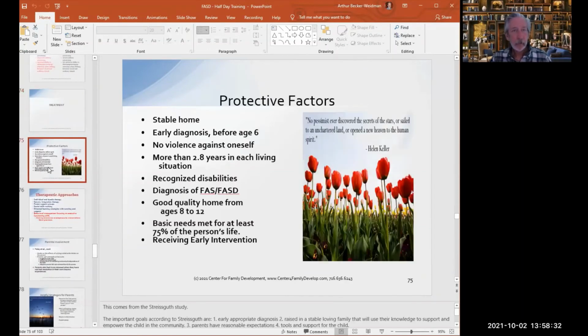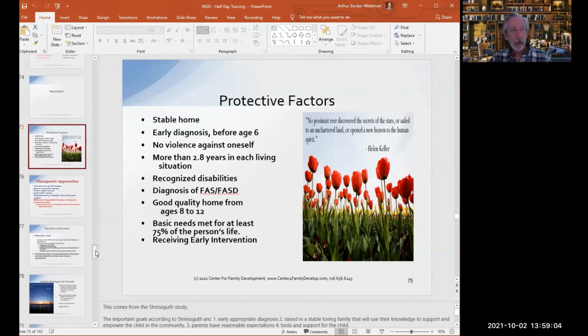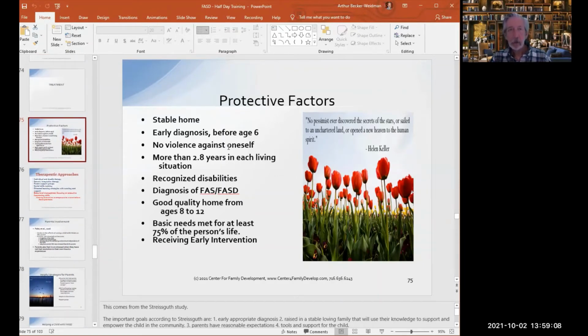So first of all, I just want to mention protective factors. Most important, we talked about early diagnosis before age 6. That probably is the most important factor in mitigating the harmful effects of ARND. Okay? And then some other things: recognizing the disability, no violence in the home, a stable home, good quality home in those latency age years, etc. Okay, so for adoptive parents, the real critical factors are the early diagnosis. Probably a stable home, and these other things are less of an issue, but it's the early diagnosis that's critical.